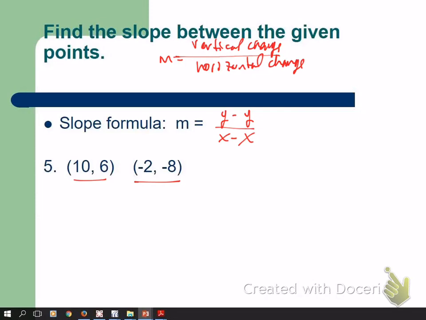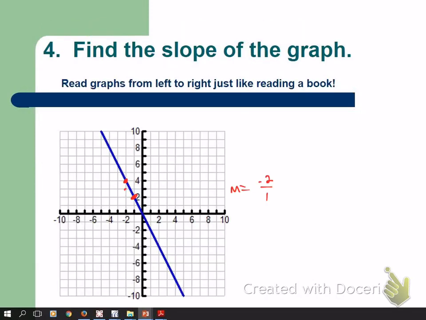Okay? And it doesn't matter which point you start with. If I went back here, instead of starting at this point and going to this point, I started at this point and went to this point, it really wouldn't matter. I would go up 2, which is positive, and left 1, left is the decrease, it's the negative direction for x. The slope would still be the same.